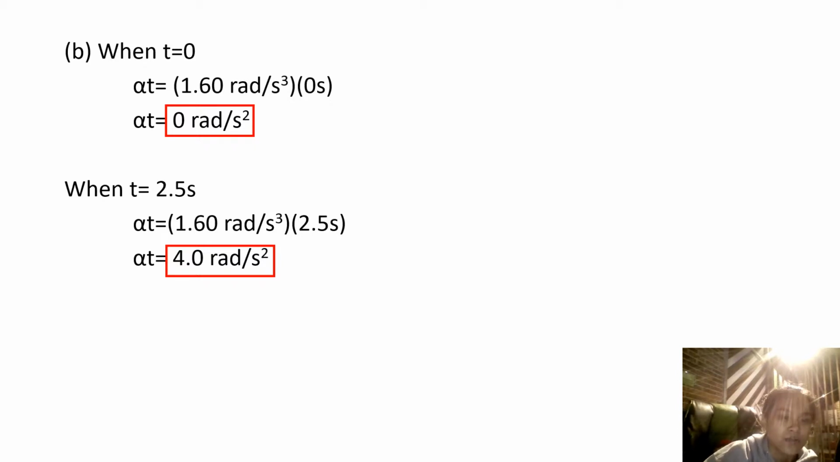When time is 0, you multiply 1.60 rad per second cubed by 0 seconds, which gives an answer of 0 rad per second squared. And when time is 2.5 seconds, you have 4.0 rad per second squared.